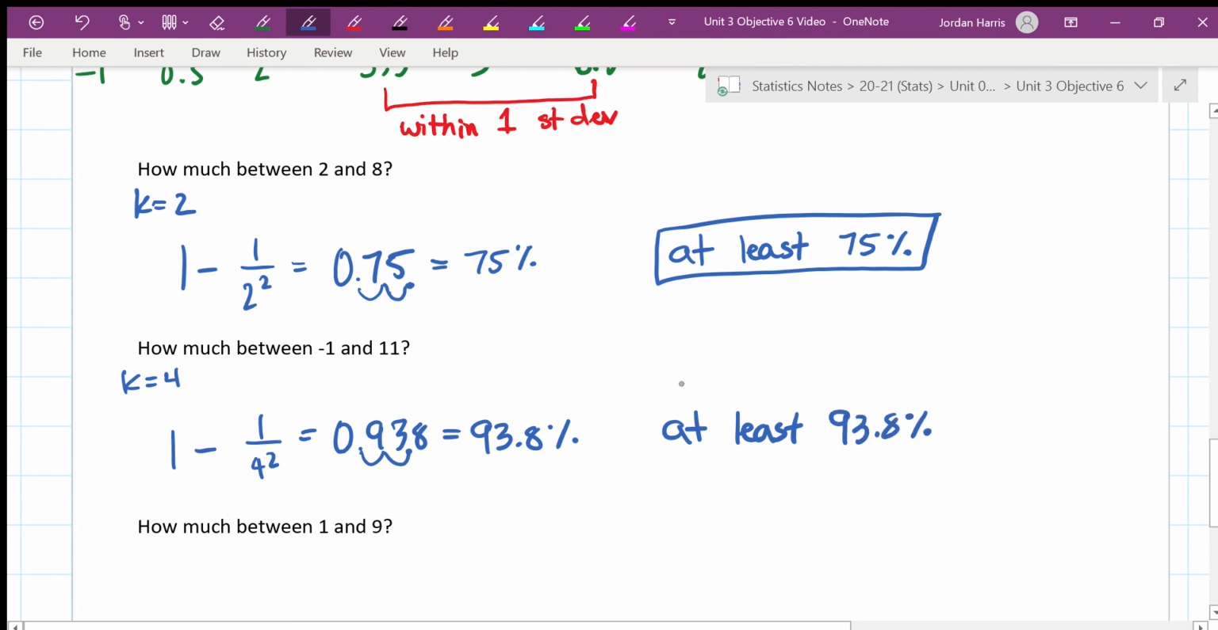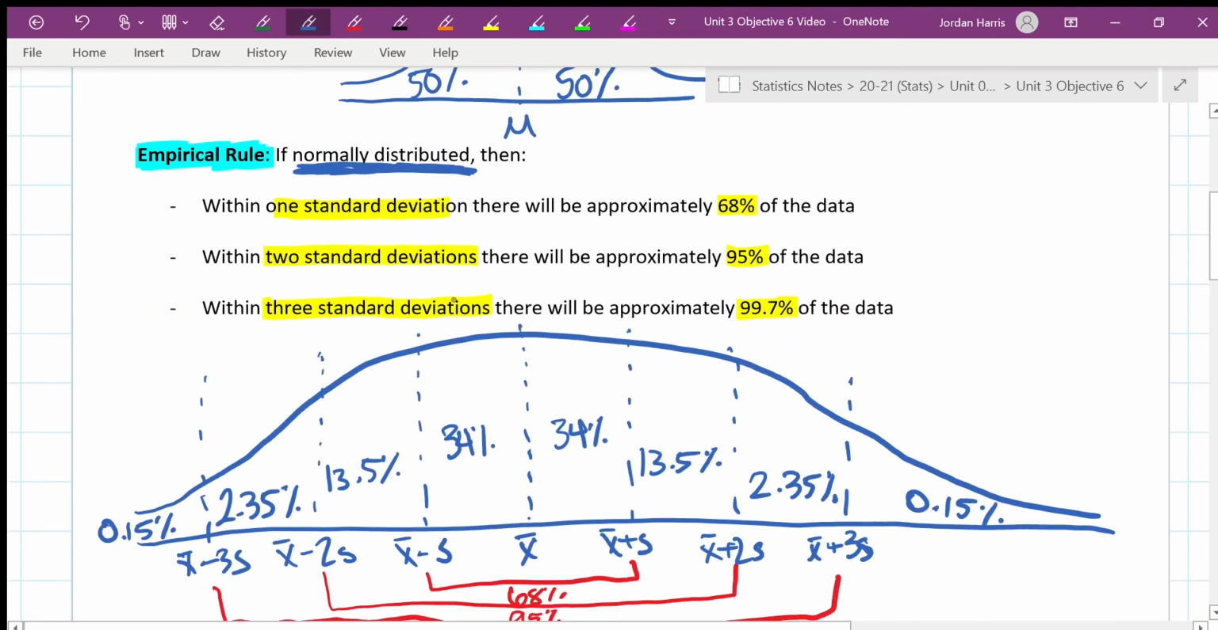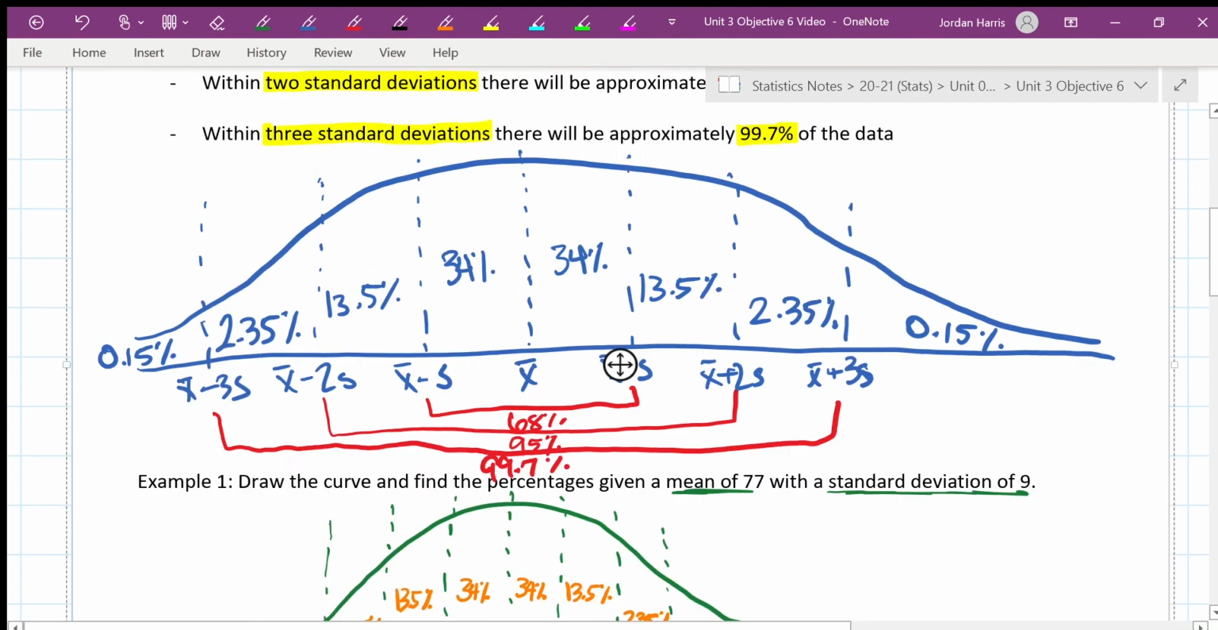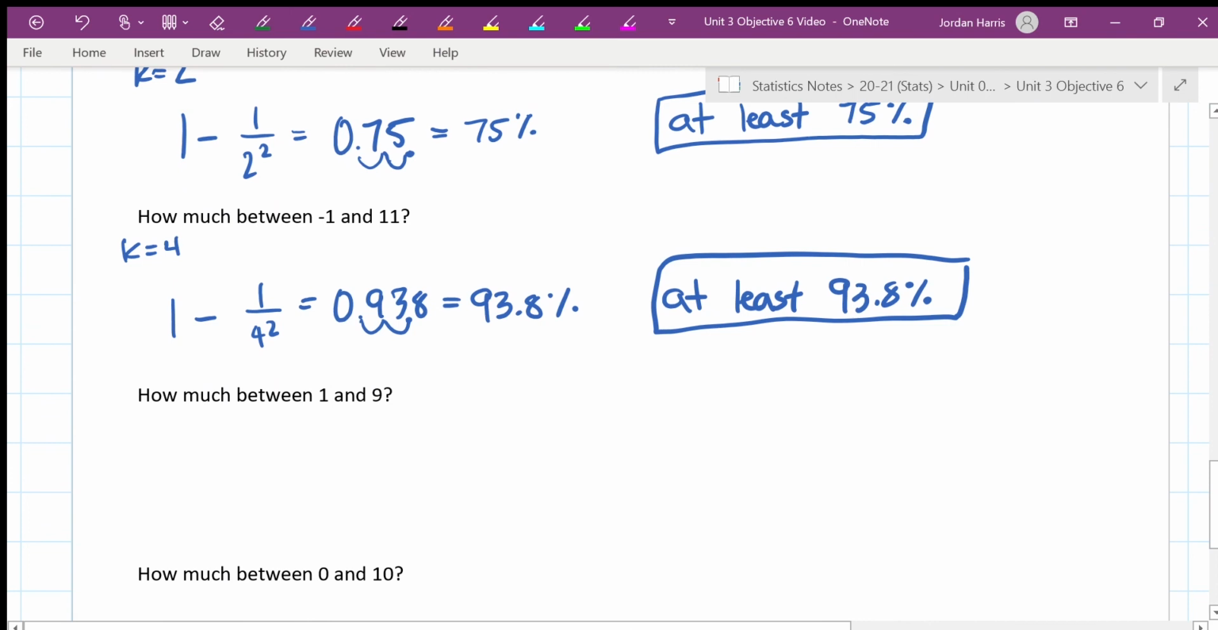I do want to point out one thing. Notice it's different. Within 3 standard deviations with the empirical rule, so when it's normal, is 99.7% of the data. With any distribution, you're going to have at least 93.8% within 4 standard deviations. So notice this normal distribution is actually more condensed than some ways that data can be distributed.